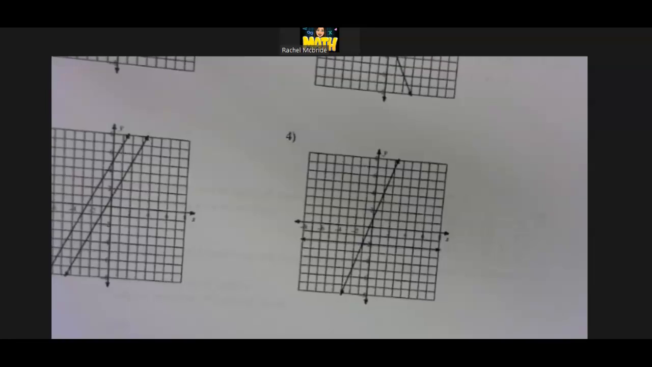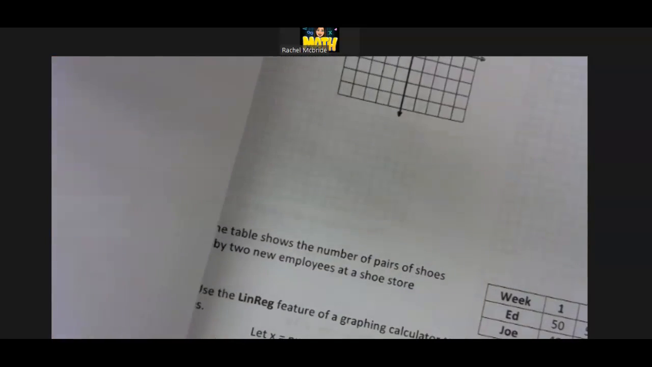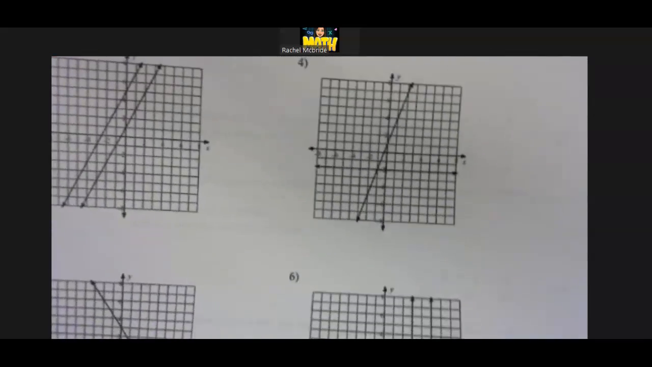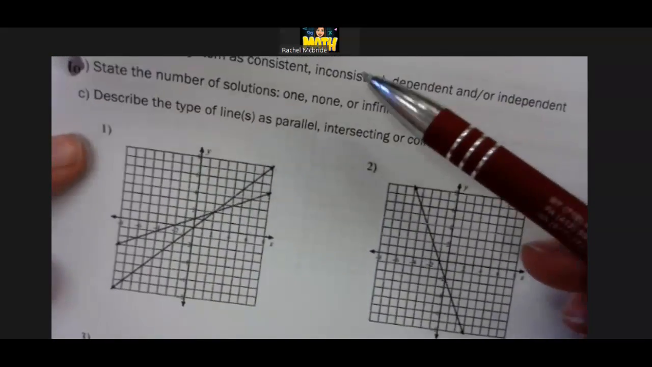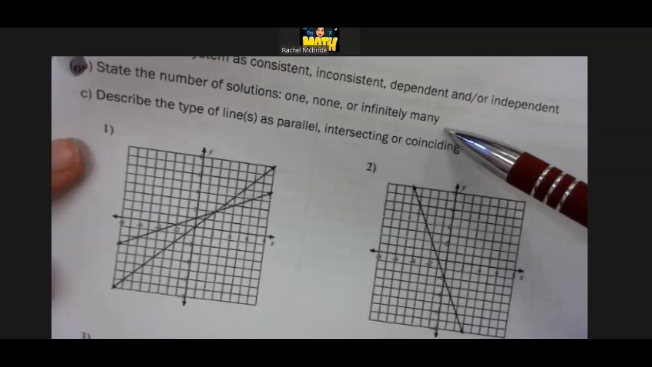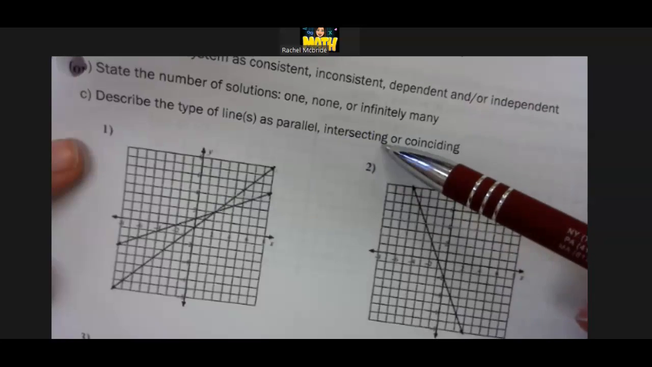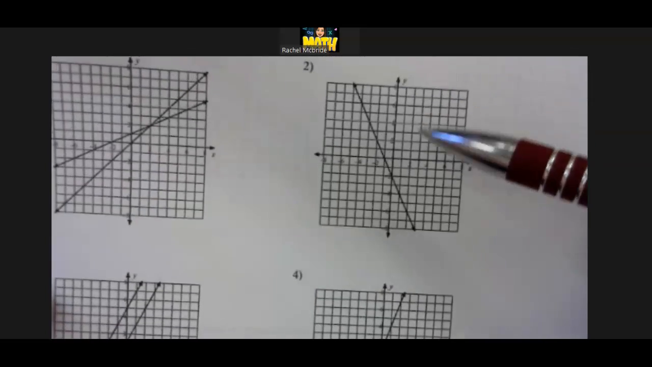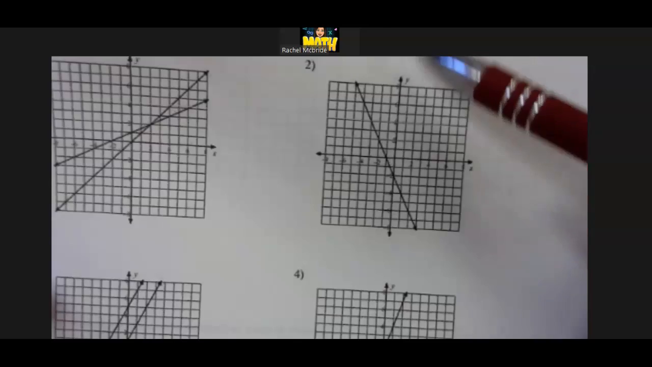system. So for homework tonight, you're doing the front and the back of the next page in that packet. The front are graphs. The back are equations. Once again, you need to classify them in all three ways. So tell me, are they inconsistent, dependent, or independent? Are they of one, none, or many solutions? And are they parallel, intersecting, or coinciding? It's not a trick. Some of the graphs only have one line because they are coinciding.